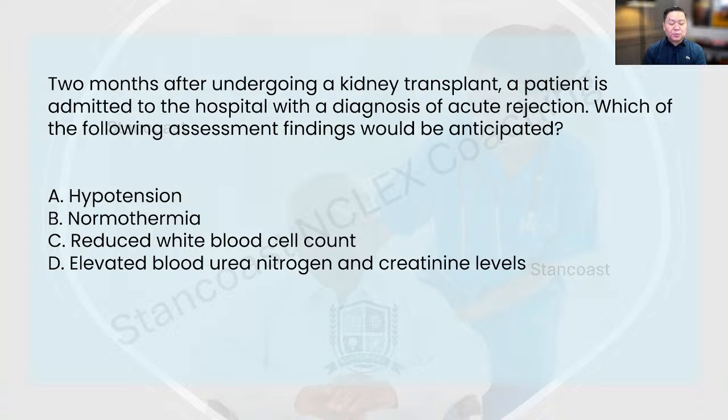Is it A, hypotension, B, normothermia? Is it C, reduced white blood cell count? Or D, elevated blood urea nitrogen and creatinine levels? So what is your pick here? So I really want you to pay attention to the scenario.